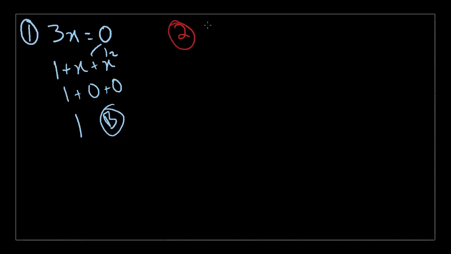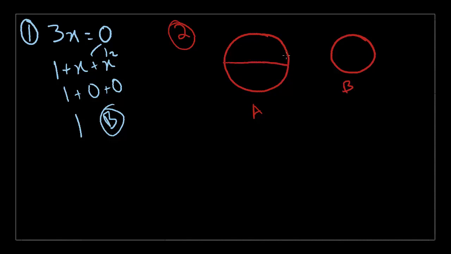which is: the diameter of circle A is 3 times the diameter of circle B. So let's draw out these circles right now. This is circle A. And this is circle B. So it says the diameter of circle A, which is this distance here, is 3 times the diameter of circle B, which is this distance here. Let's call the diameter of circle B x. So 3 times x will be just 3x.